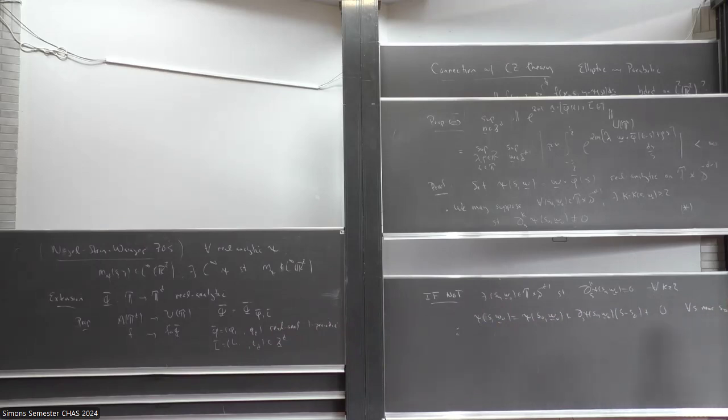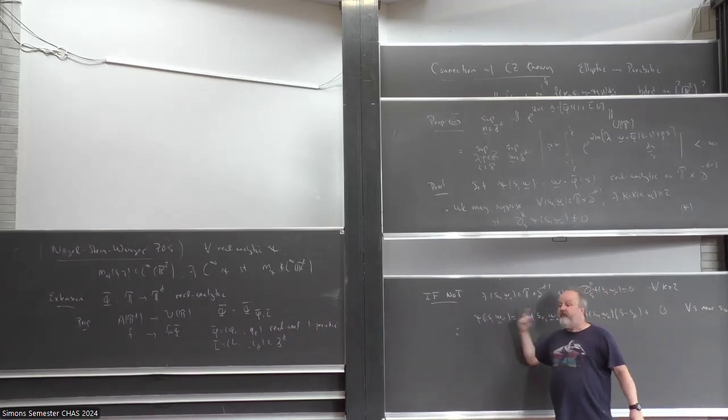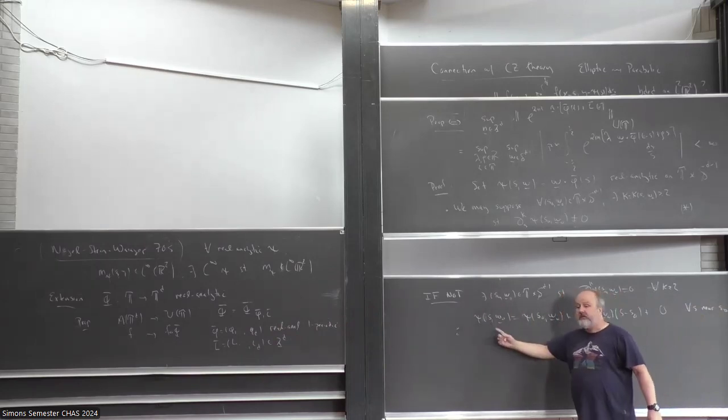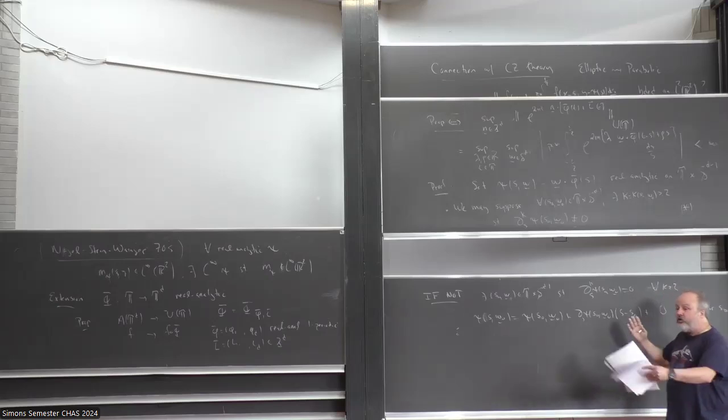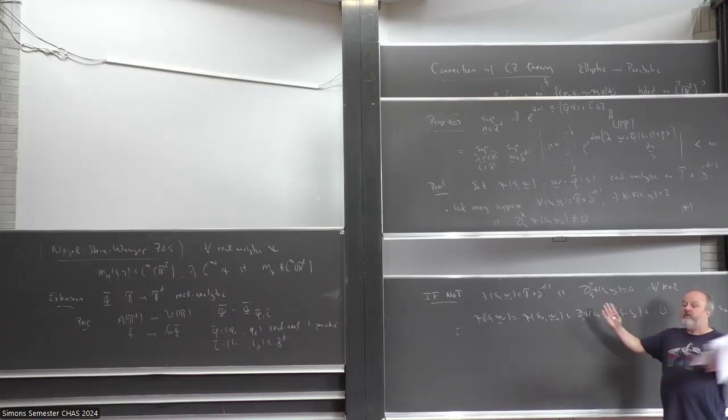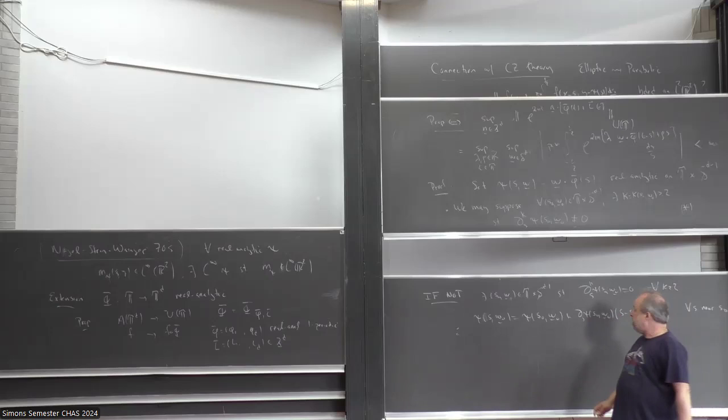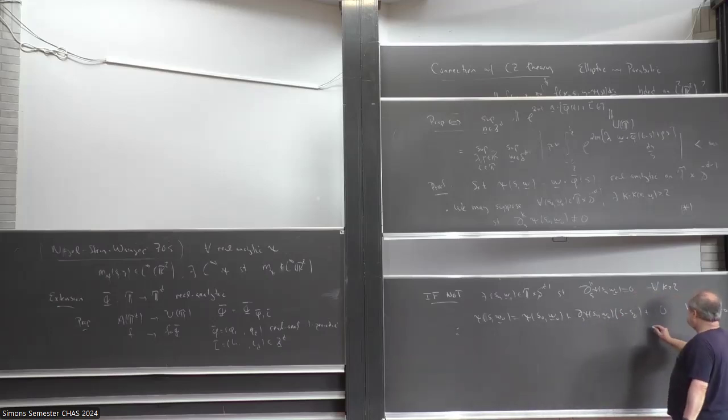Now I use real analyticity. The right-hand side is real analytic. I want to think of this as a function of s now, with omega fixed at omega naught. Real analytic in s, they agree on an open interval, so they must agree globally. So this is in fact true for all s, by analyticity.